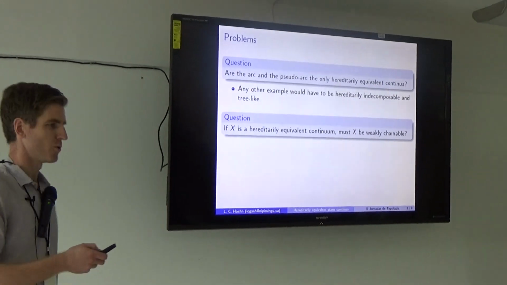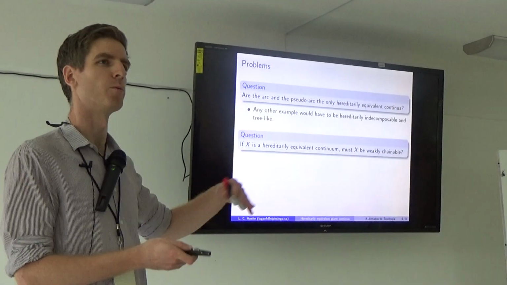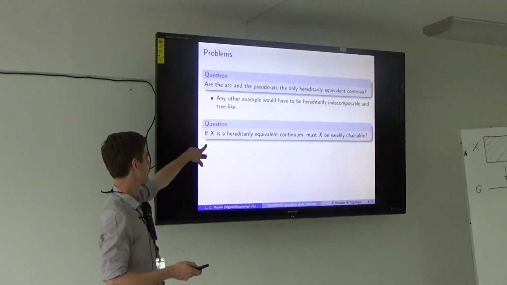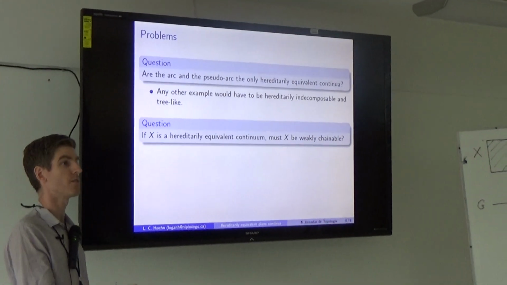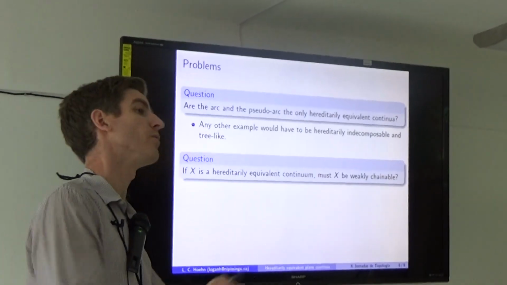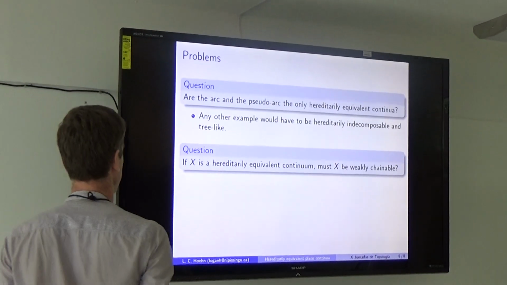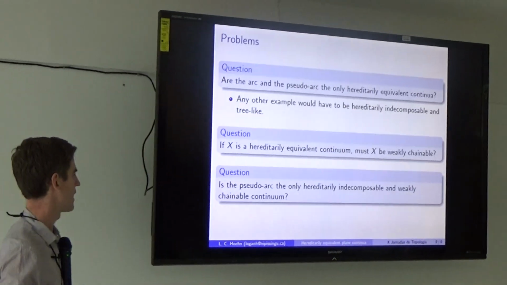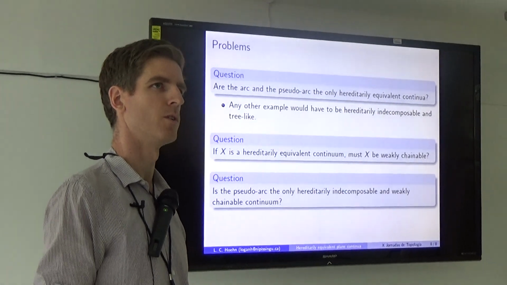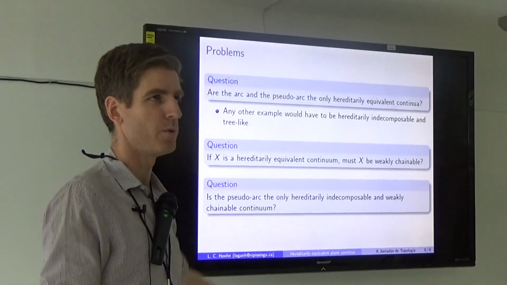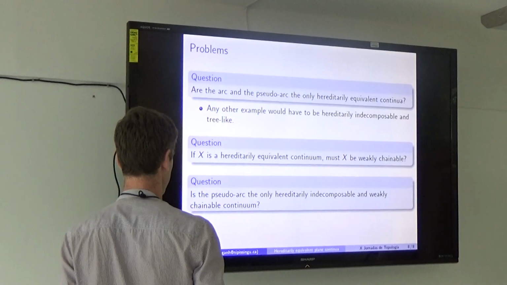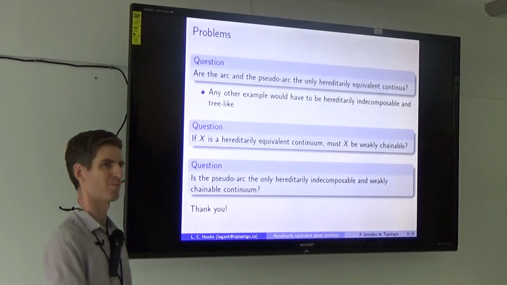Maybe to break that up into two more approachable parts, we might try it like this. First, if X is hereditarily equivalent, can we prove that it would have to be at least weakly chainable? Again, must every hereditarily equivalent continuum be an image of the pseudo-arc? This is unknown. And just as well, it's not known whether the pseudo-arc is the only hereditarily indecomposable and weakly chainable continuum. If that is true, that would be a strengthening of this characterization, quite a strong strengthening, and would be a very interesting result in itself. Okay, I'll stop there. Thank you very much.